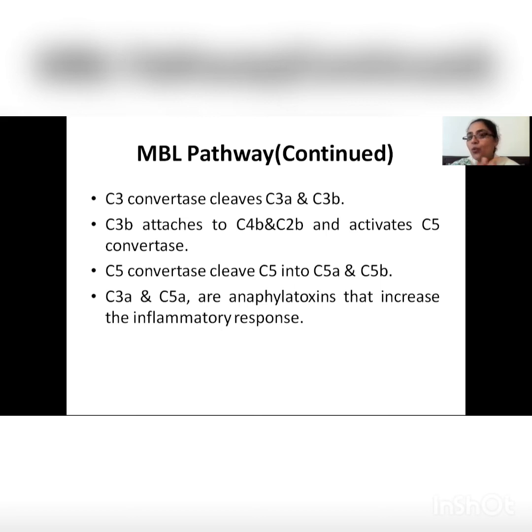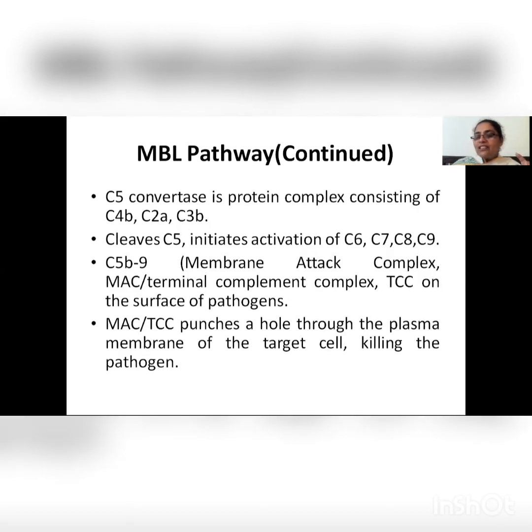What is the role of anaphylotoxins? Anaphylotoxins increase the inflammatory response, and they can directly activate basophils and mast cells to produce an inflammatory response. They can directly go and influence. So C3A and C5A diffuse and influence mast cells and basophils to release mediators. So they also have a role in controlling the infection.